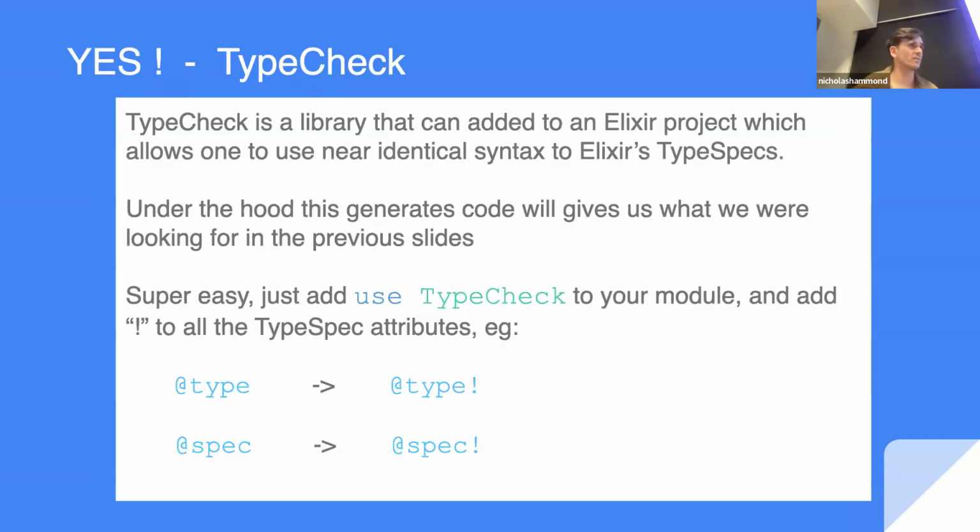Yes, there is, and that's the subject of this talk, and it's TypeCheck. So TypeCheck is a library that does just this. It can be easily added to the project. You simply add use TypeCheck at the top of each module. We then write near exact syntax as what we had for the type specs, except now there is an exclamation point at the end. And so at compile time, the TypeCheck code creates a wrapper around our functions.